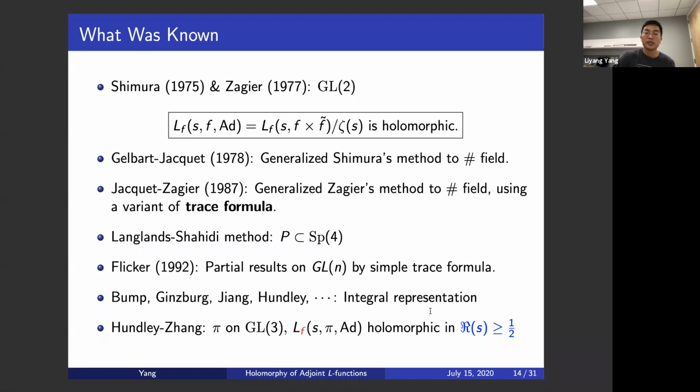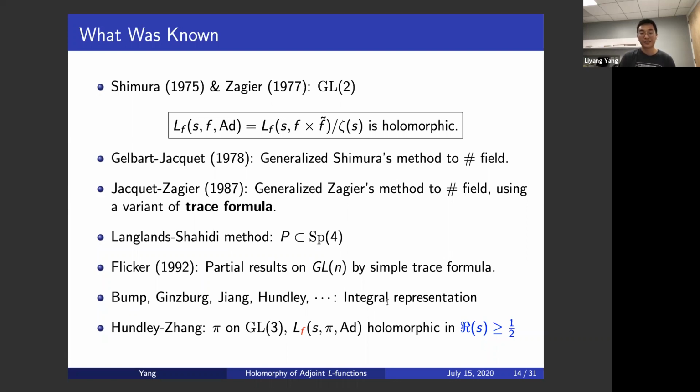Anyway, using integral representations, one can prove the holomorphic continuation of partial adjoint L-functions to some right half plane. I think one of the best results was due to Hundley and Zhang, maybe last year, for cuspidal representations on GL3. They can prove the finite adjoint L-function is holomorphic in this right half plane.